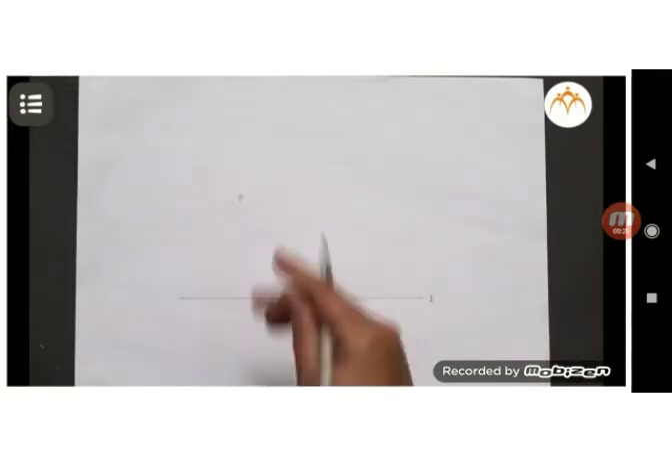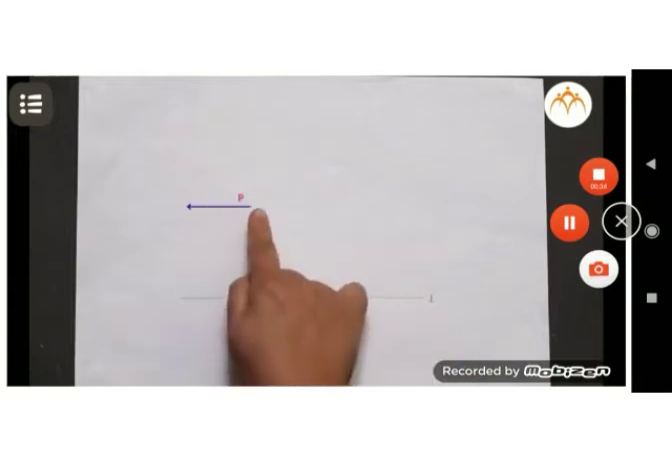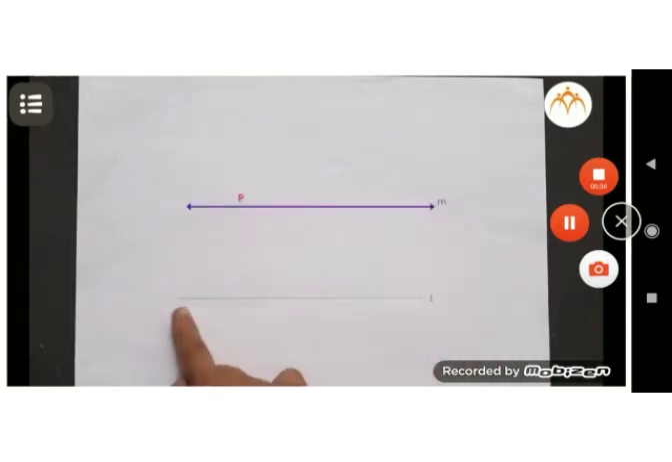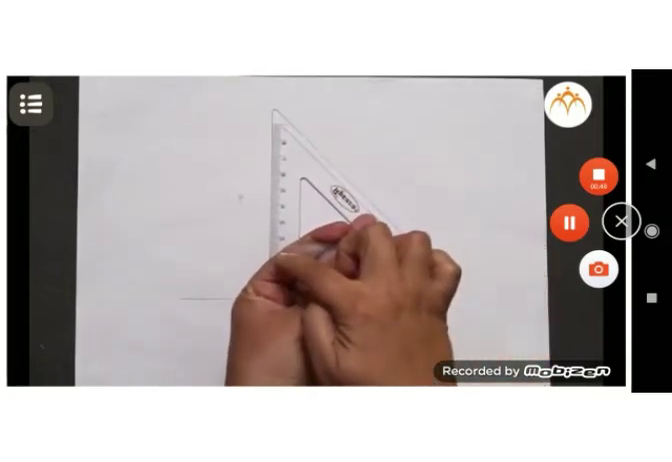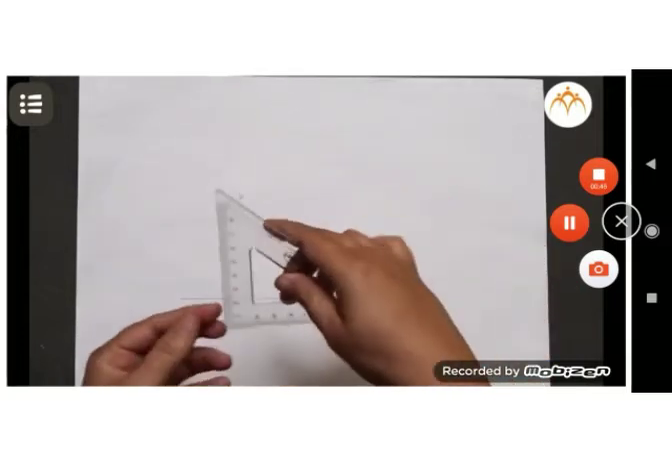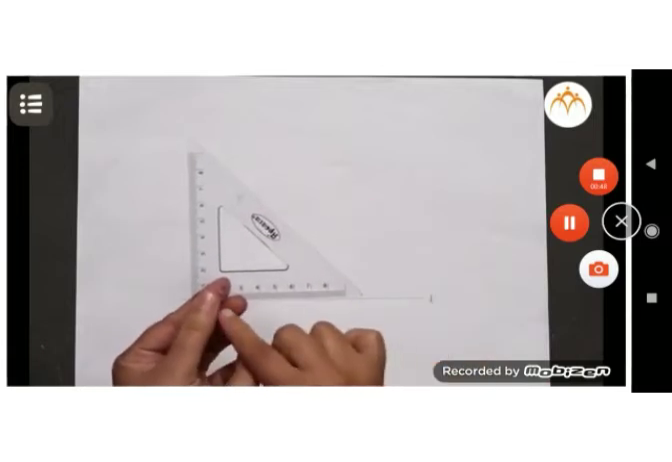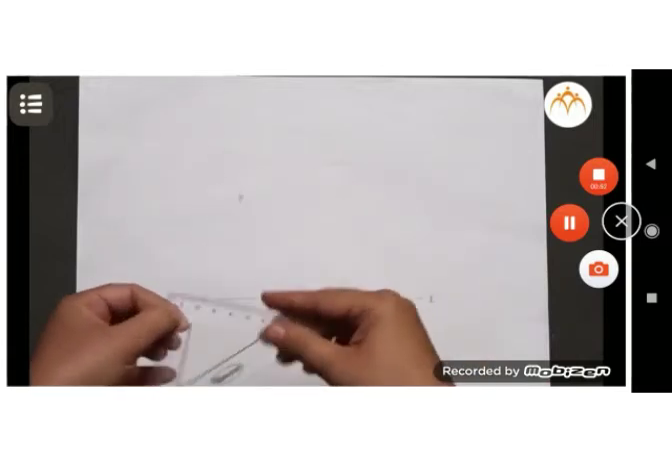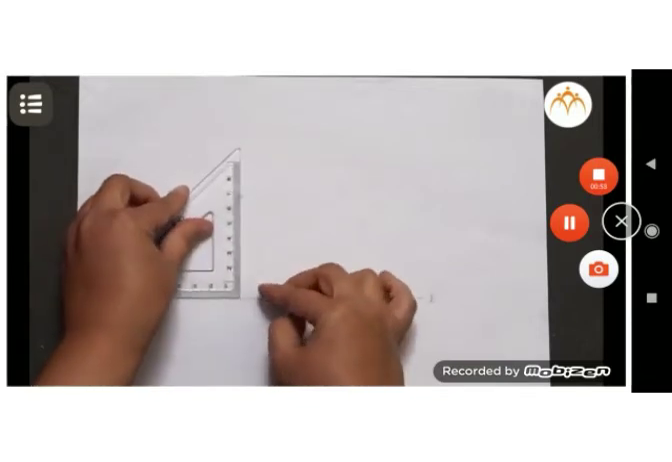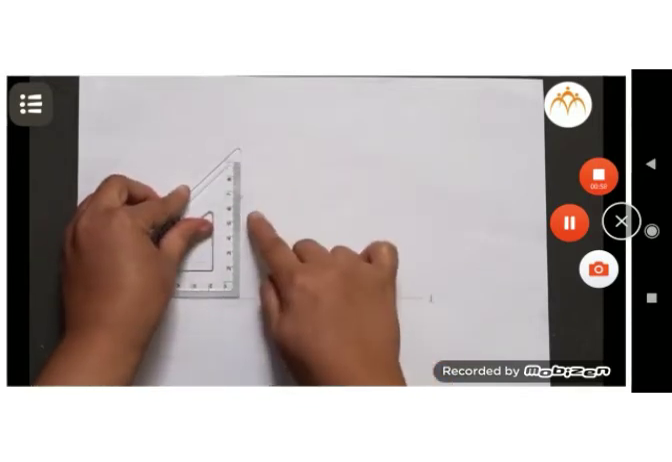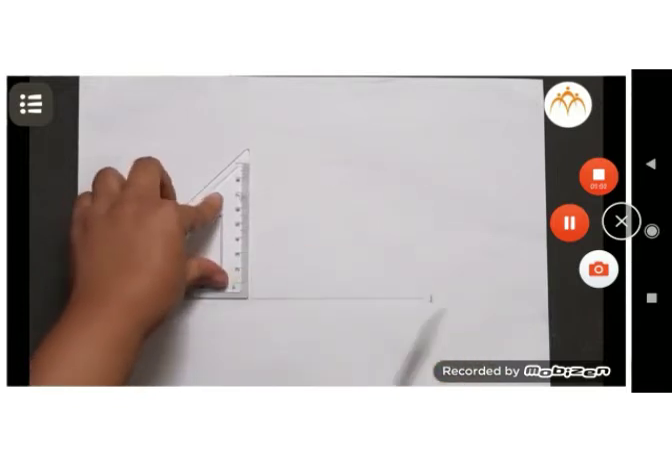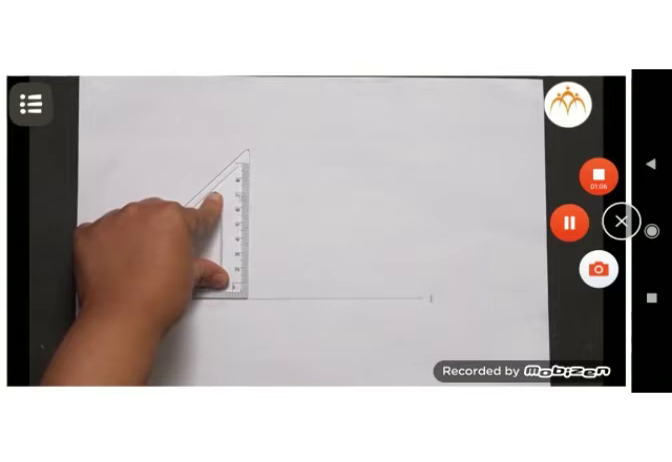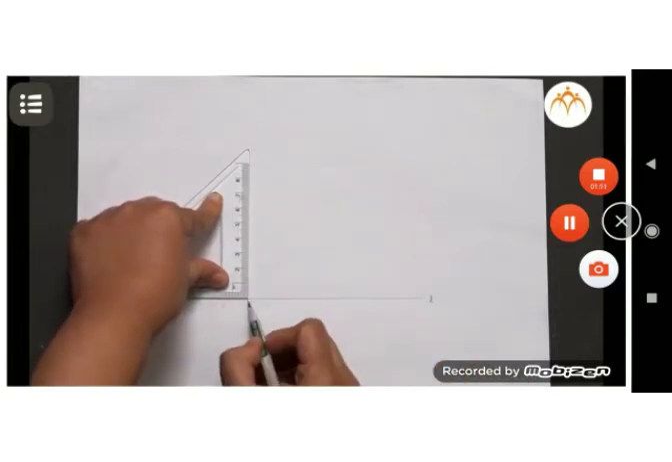Now, we want to draw a line through the point P such that this line becomes parallel to the given line L. Now, we take 45, 45, 90 degrees set square and place one of its perpendicular edges exactly on the given line in such a way that the other perpendicular edge passes through the outside point P. We hold the set square tight in the position and you can see that this edge is perpendicular to the given line at this point A on the given line.